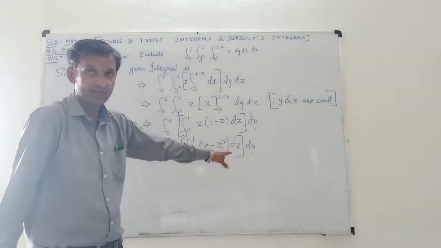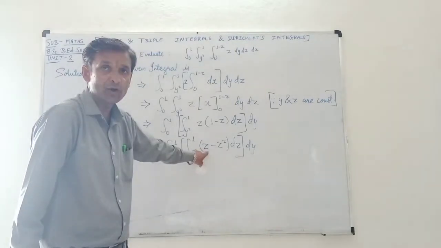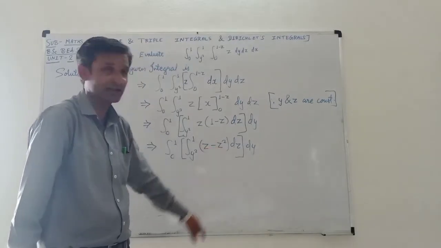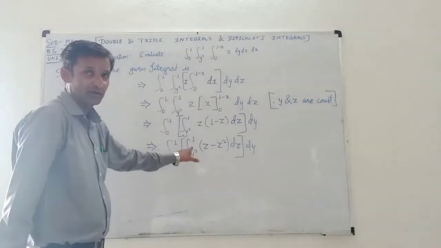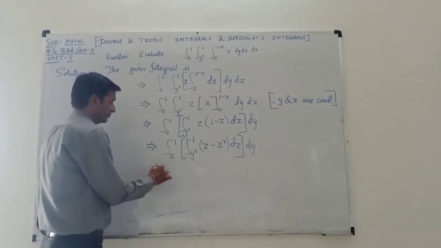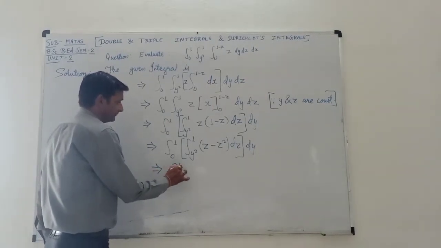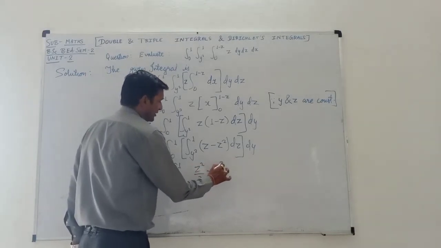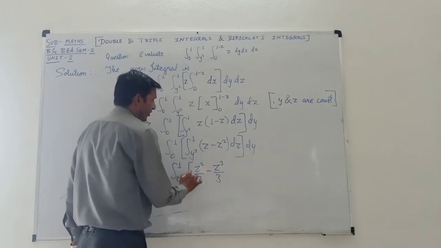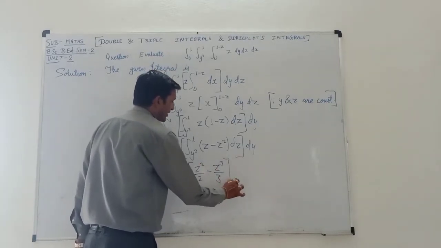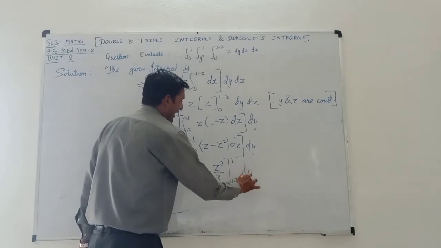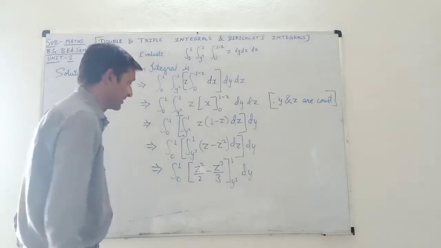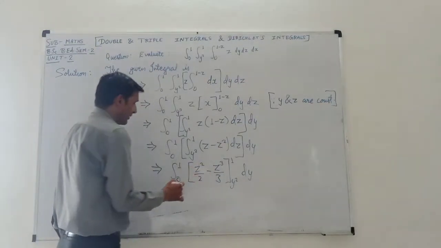We can integrate it with respect to z. It will become z square upon 2 and this will become z cube upon 3. So z square upon 2 minus z cube upon 3, and then the limit we have to put in this one. So 0 to 1, z square upon 2 minus z cube upon 3 from y square to 1, and with respect to y lastly we have to integrate it. But before this we have to put these limits. So let us put upper limit first of all.